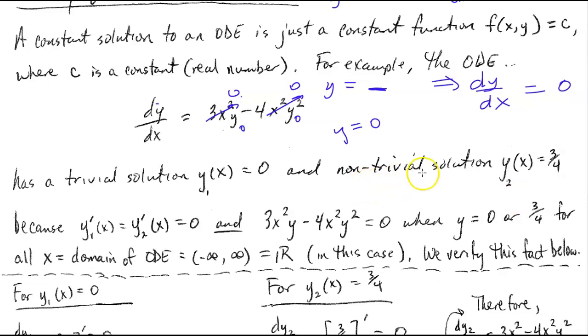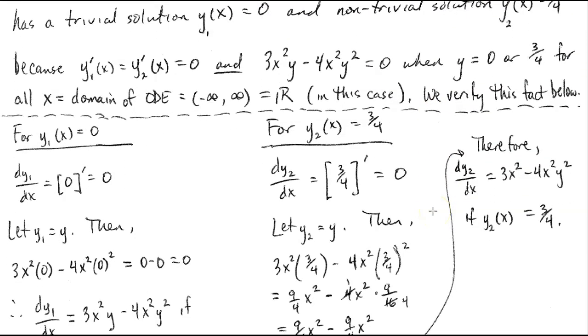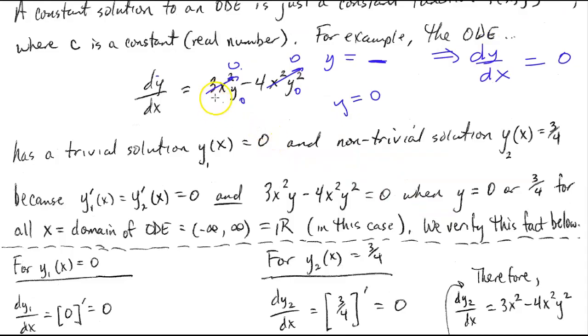Now, the non-trivial solution is something other than y equals 0 that acts the same way y equals 0 does. Okay. And down here, I've gone ahead and worked this out so that you can see why this works. Again, we're trying to find values of y that make the right-hand side of this differential equation go to 0. Of course, if I plug in y equals 0 and if I plug in y equals 3/4, both of those real number constant values for y would work.